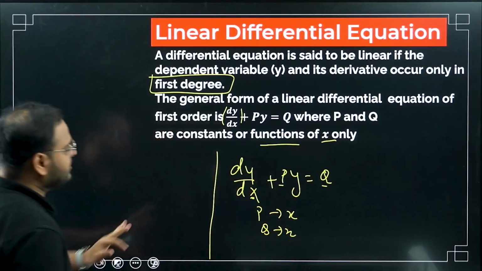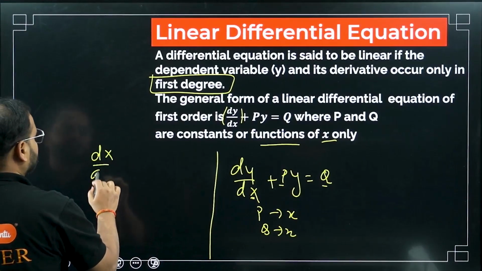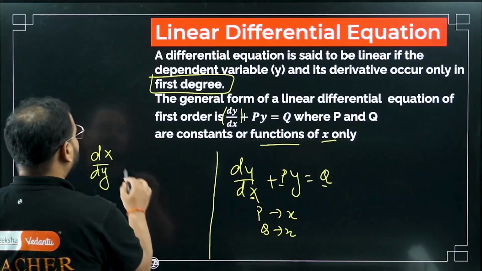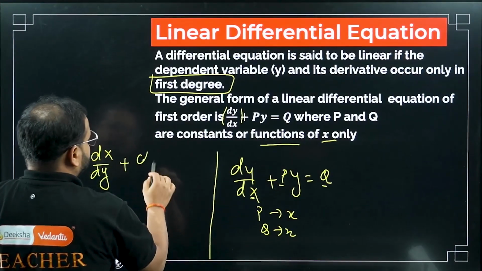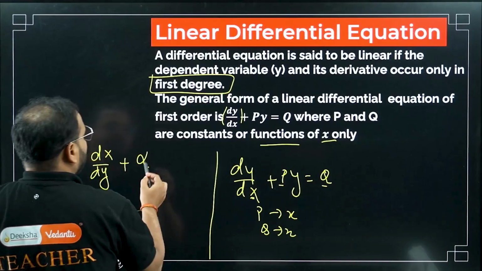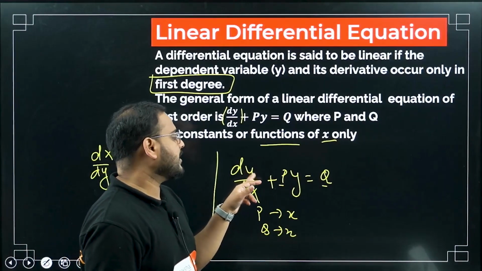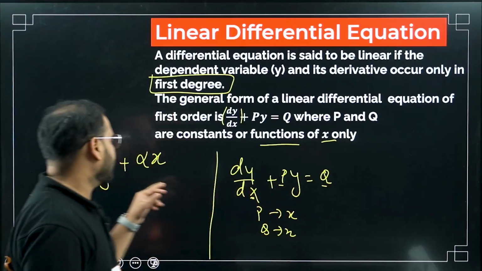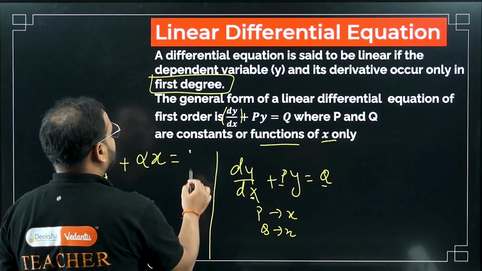So if I try to write the opposite one, where I write dx by dy, then this will become what? Let's take another variable. I'm going to take it as, let's say, alpha. It's a variable, so this is going to become what? Tell me. Alpha x. See here, dependent variable was y, so this was also y. Here it is x, so it will become x. So alpha x equals to, let's say, beta.